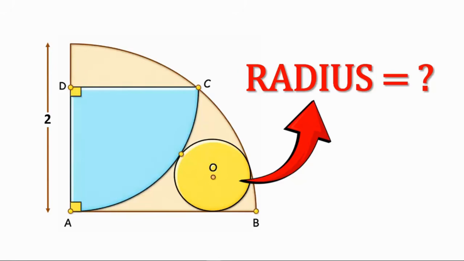So in this video we are going to solve for this problem where we are given a quadrant of radius 2, and inside this quadrant we have one more quadrant and a circle, and we need to solve for the radius of the circle. So let's get started and see how we're going to do that.